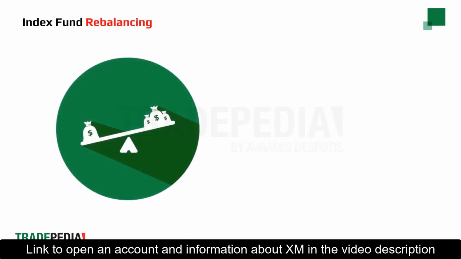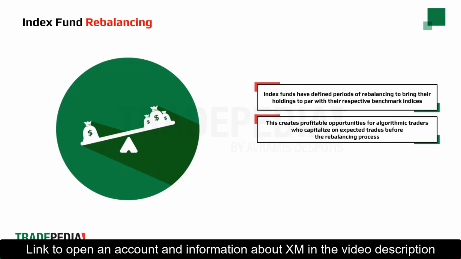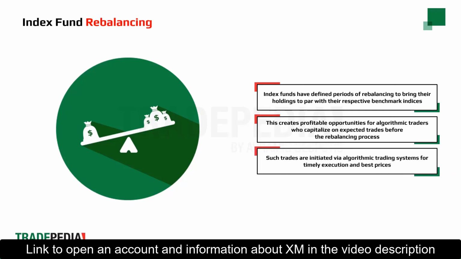Index fund rebalancing. Index funds have defined periods of rebalancing to bring their holdings to par with their respective benchmark indices. This creates profitable opportunities for algorithmic traders who capitalize on expected trades that offer 20 to 80 basis points profits, depending on the number of stocks in the index fund, just before the rebalancing process. Such trades are initiated via algorithmic trading systems for timely execution and best prices.